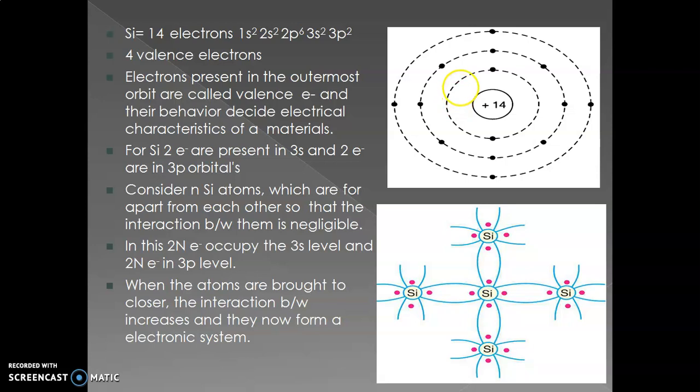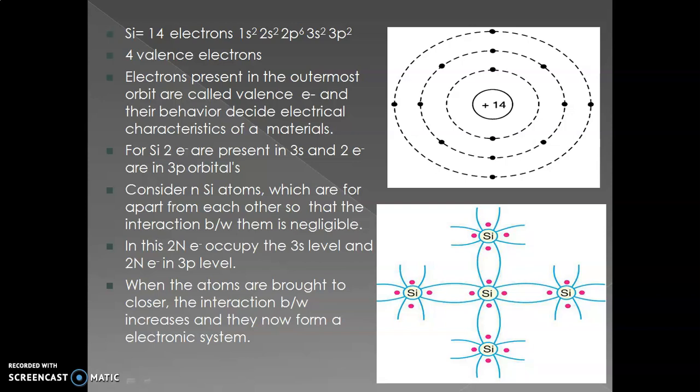In the silicon atom, in the outermost orbit, there are 4 valence electrons. The electrons present in the outermost orbit are called valence electrons. Their behavior decides the electrical characteristics of the material. For silicon, 2 electrons are present in the 3s orbital and 2 electrons are in the 3p orbitals.